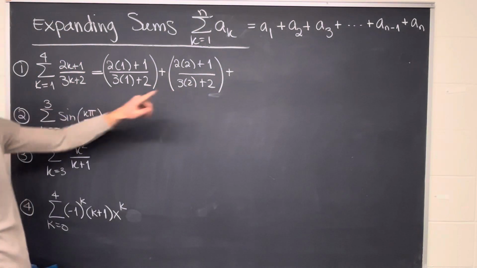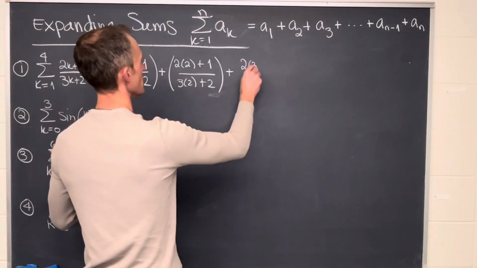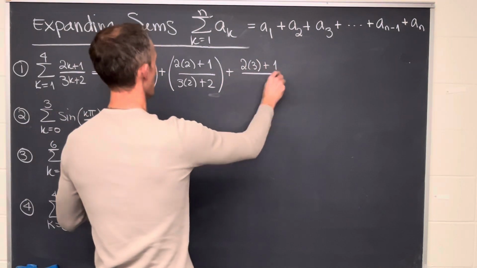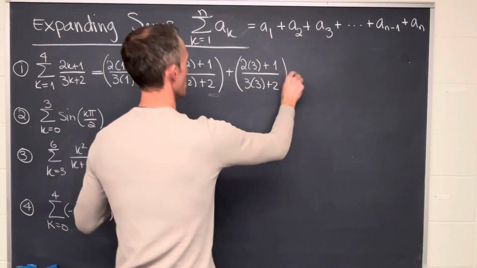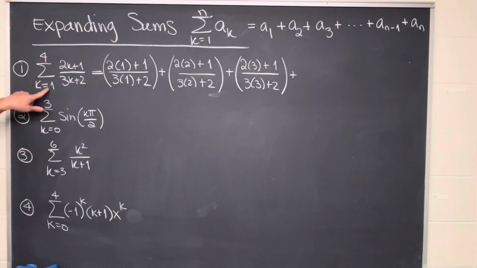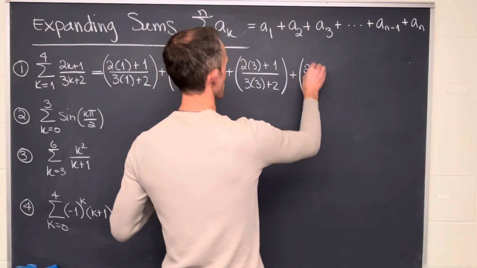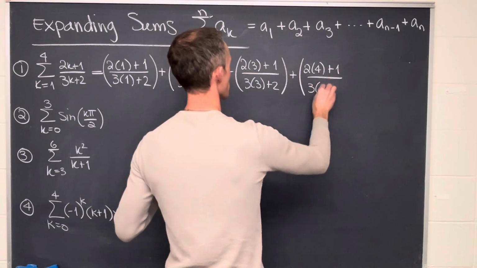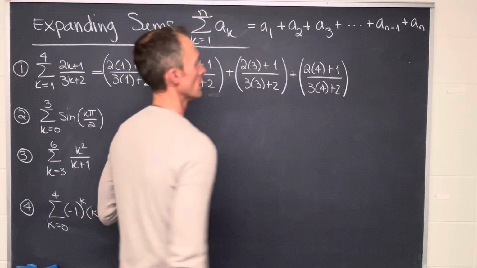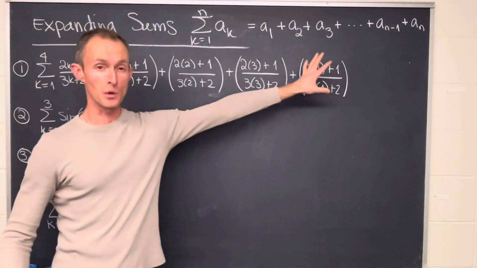That was the k equals 1 term, that was the k equals 2 term, so now I'm at k equals 3. Plug in, so I get (2 times 3 plus 1) all over (3 times 3 plus 2), and then add the last one, k equal to 4, and plug that in. So I get (2 times 4 plus 1) all over (3 times 4 plus 2). That would be this sum in its expanded form all the way out.